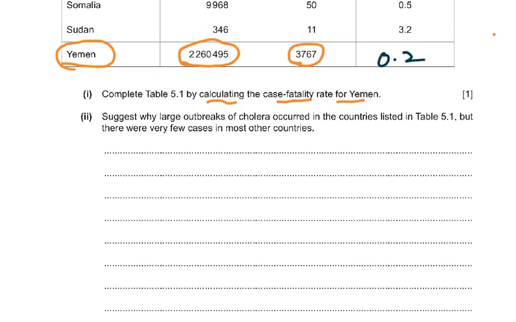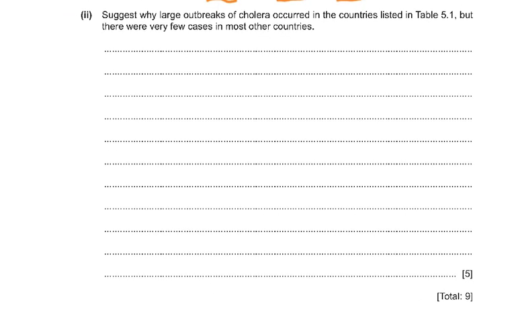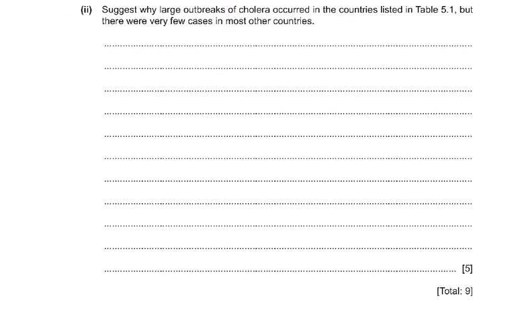Now comes, of course, a very long and lengthy question. Suggest why large outbreaks of cholera occurred in the countries listed in table 5.1, but there were very few cases in most other countries. That is 5 marks. So you've got to know the whole story of cholera and why there would be many more cases of cholera. Basically, you've got to understand cholera is a waterborne and a foodborne disease. So civil disturbance, civil war, or you could say a natural disaster, lack of uncontaminated drinking water, and sewage disposal is not very good.